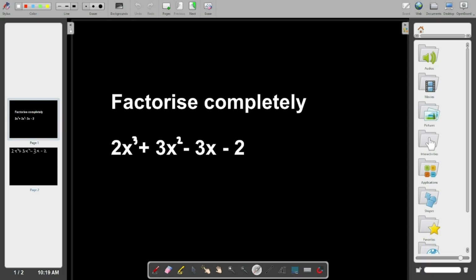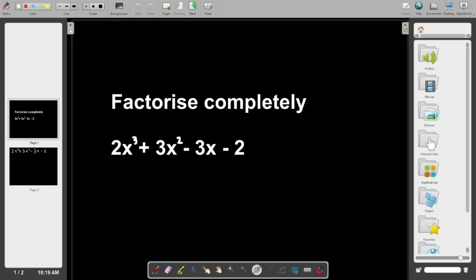From what you have on the screen, you have 2x cubed plus 3x squared minus 3x minus 2. This expression is called a cubic expression because the highest power of x here is 3. If the highest power of x in a particular expression is 2, we call it quadratic. If the highest power of x is 1, we call it linear. But today we are going to look at cubic.